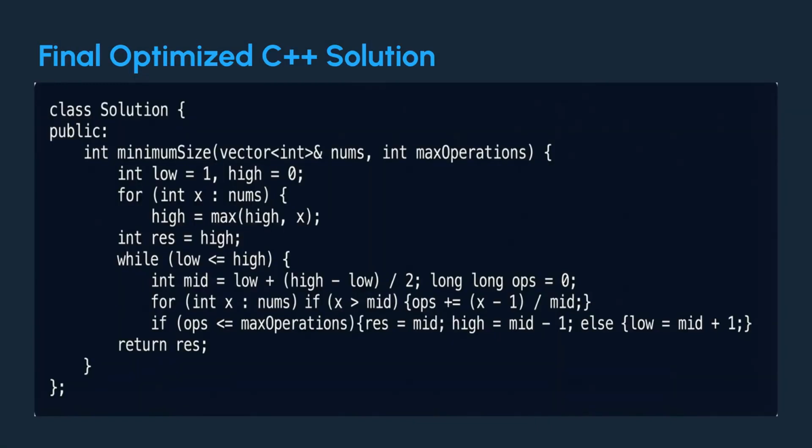This is the final optimized C++ solution, implementing the binary search on the answer using the operations formula for feasibility checks. First, we set our search range. We start low at 1, and high at the largest number in the array. Now, we run the binary search. We calculate the operations needed for our current mid-value. If that number is within the allowed limit, we know this answer is possible. So, we store it, and then try to find an even smaller answer by lowering the high pointer.